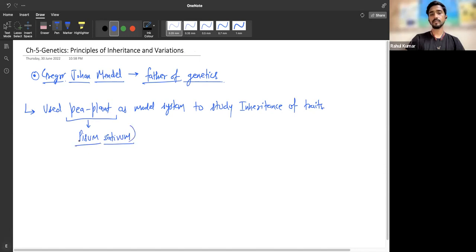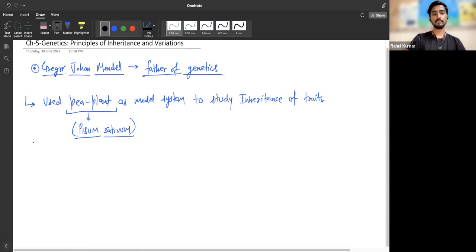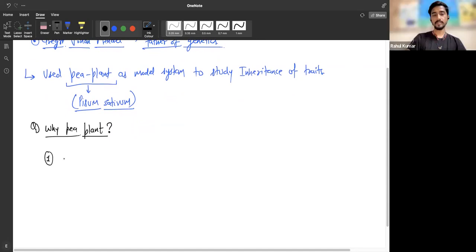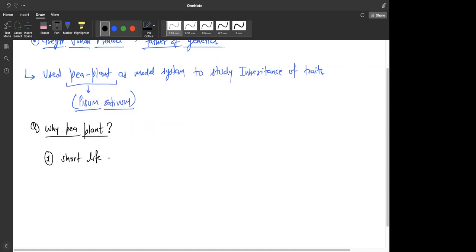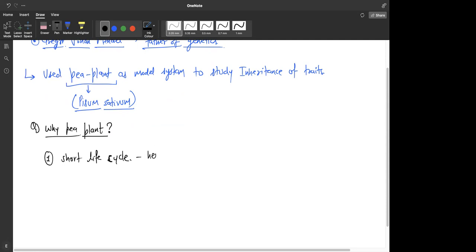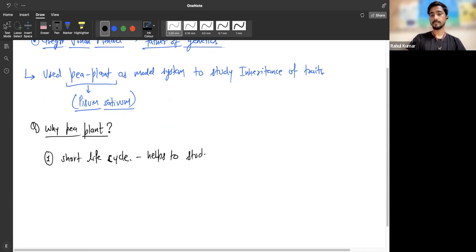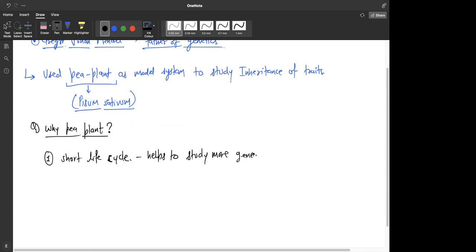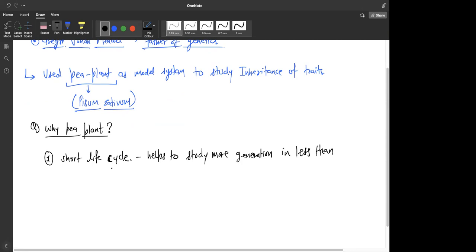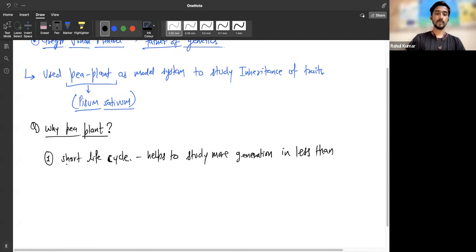Now there is a very common question. Let's just do this also when we are discussing pea. Question is, why did Mendel use pea plant for his experiment? Why pea plant? So it is used because it has only a 3 months life cycle. Yes. In which it grows, dies, and so one thing is short life cycle, which you said. Very good. So if it has a short life cycle, how does it help us? It helps to study more generations. Yes. More generations in short period of time. If he would have chosen a mango tree, he would have not been able to finish the study because it has a very long life cycle. So one is short life cycle, correct.